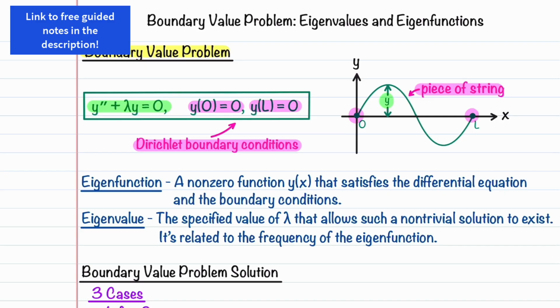Our goal in solving this problem is to find a non-trivial solution, basically just a function y of x that isn't 0 or a flat piece of string. These non-trivial solutions are called eigenfunctions. The specific value of lambda that makes this non-trivial solution possible is called the eigenvalue, and it's crucial because it determines the frequency of the vibration of the string.